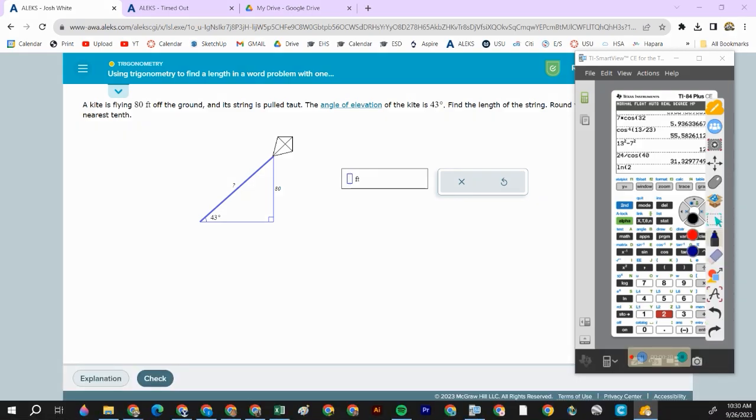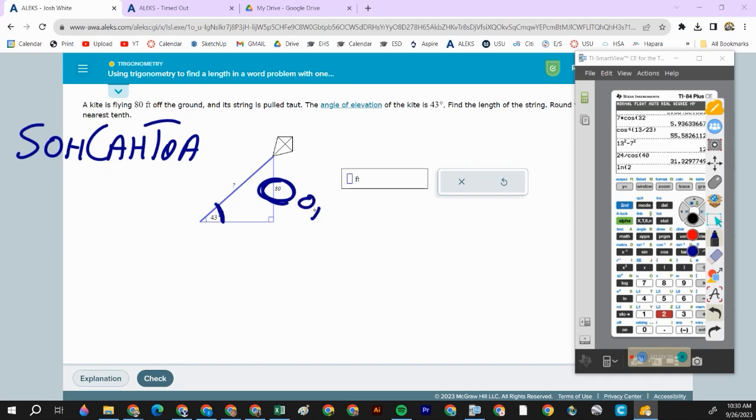Remember, we're going to use the mnemonic SOHCAHTOA. If this is our theta, our angle, what is the name of that side? Opposite. And then the name of this side, hypotenuse. And then, of course, this one is the adjacent. We're not going to use it.